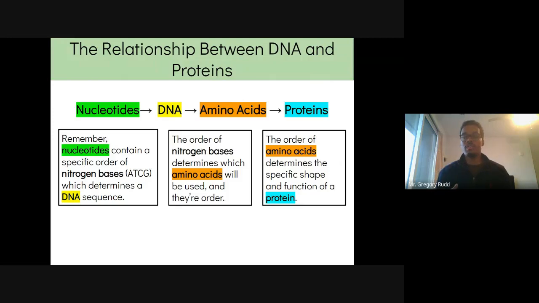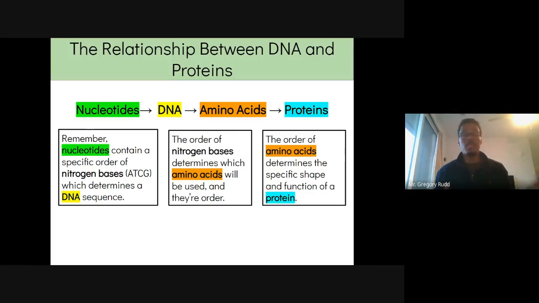There is a relationship between the nucleotides that eventually become a nucleic acid and then the amino acids that eventually become a protein. This is the general sequence: nucleotides, DNA, amino acids, proteins. And along the way, again, we keep coming back to our central theme, which is that structure determines function. So if my order of amino acids is even slightly off, it can totally change the protein that I make.